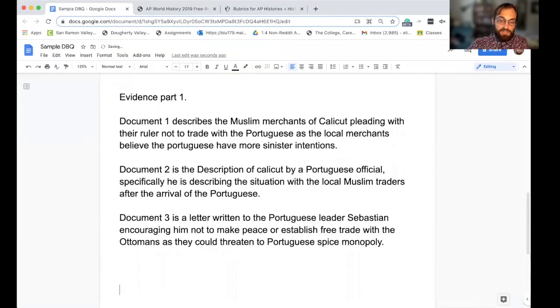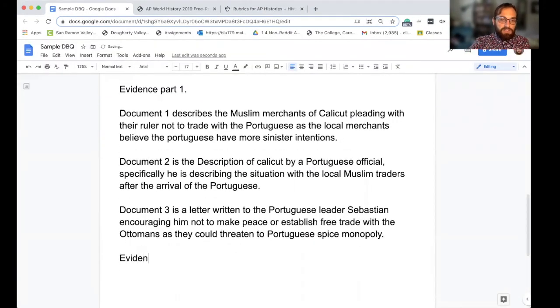Let's get a little space down here. So, evidence beyond the documents. Now, again, you would actually have to have read through all the documents so that you know that what you are including is in fact not found in the documents. I've read through these documents and I can tell you one thing that's not found in them would be the mention of the monsoon winds. That's not anywhere in the documents, nor is the Mughal Empire mentioned anywhere in the documents. So I'm going to stick with the Mughal Empire because it jives a little bit more nicely with the thesis statement.